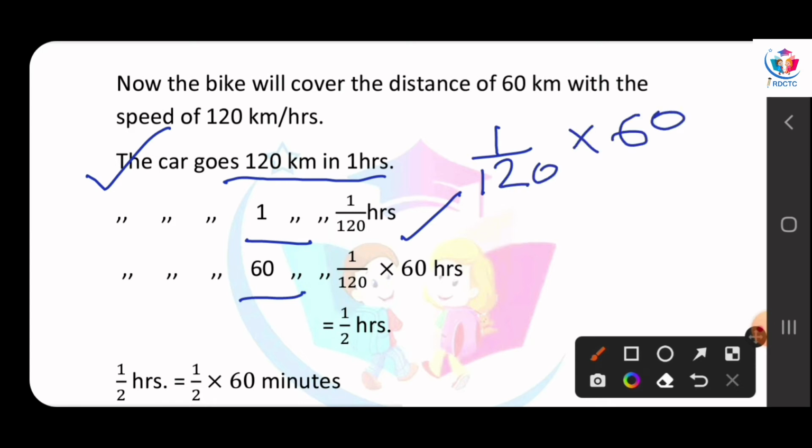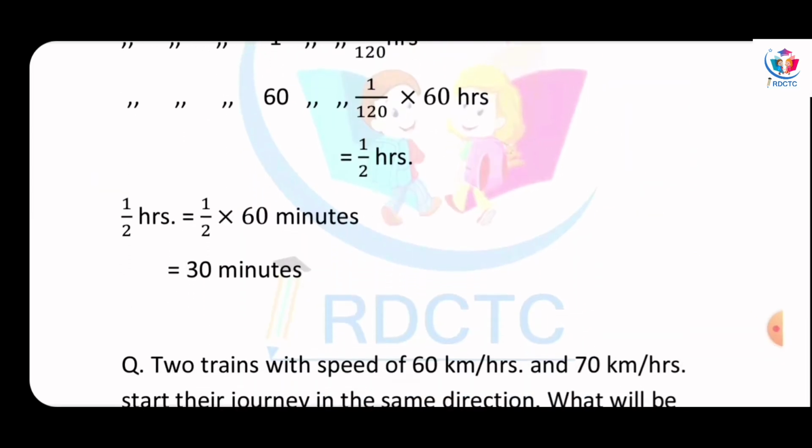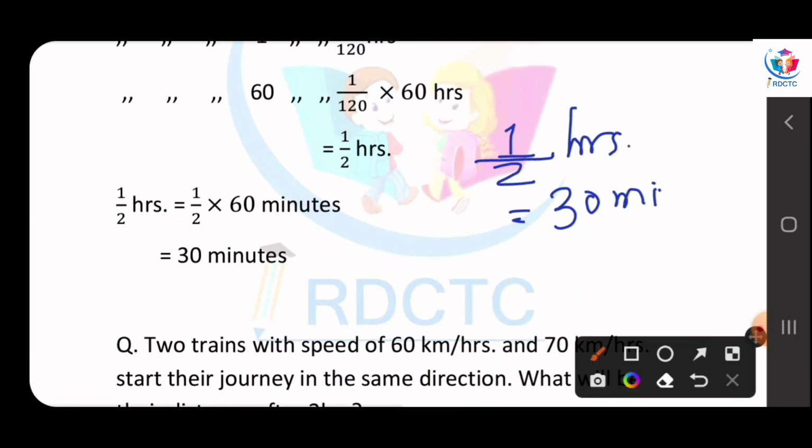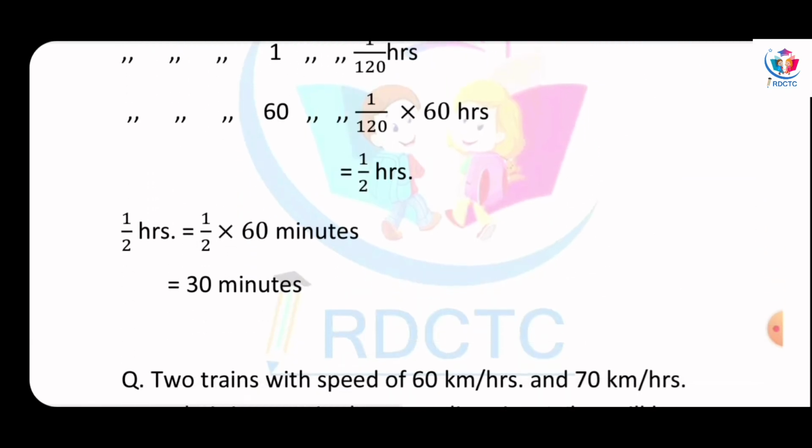Okay, let's convert it into reduced form. We cut the zeros here. 6 ones are 6, 6 twos are 12. Okay, 1 into 1 by 2. And we get our answer, that is 1 by 2 hours. Right? 1 by 2 hours means it is half an hour. Okay, half an hour means 30 minutes. I write it here. 1 by 2 hours equals 1 by 2 into 60 minutes, and we cut 60 by 2 and get 30, and we get our answer, that is 30 minutes. Okay, let's see the next question.